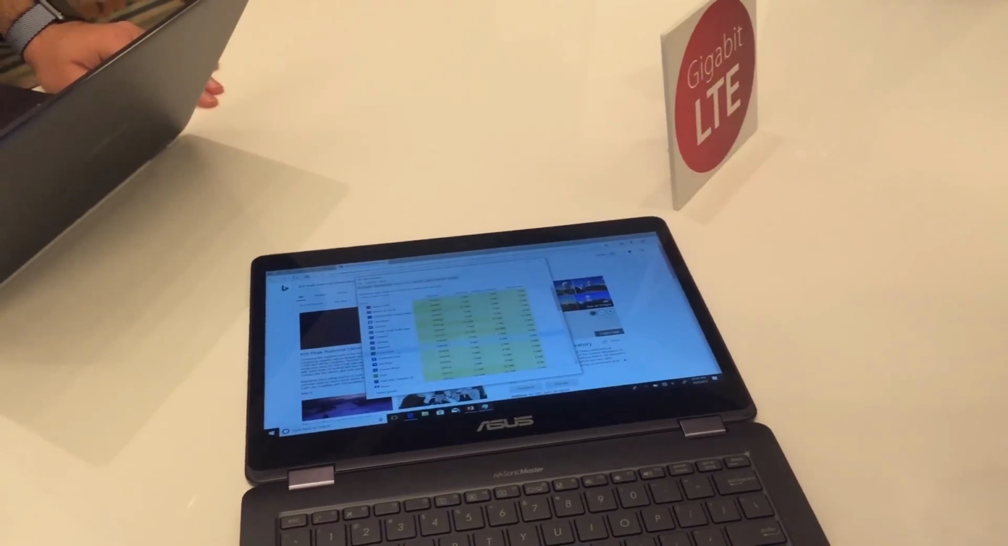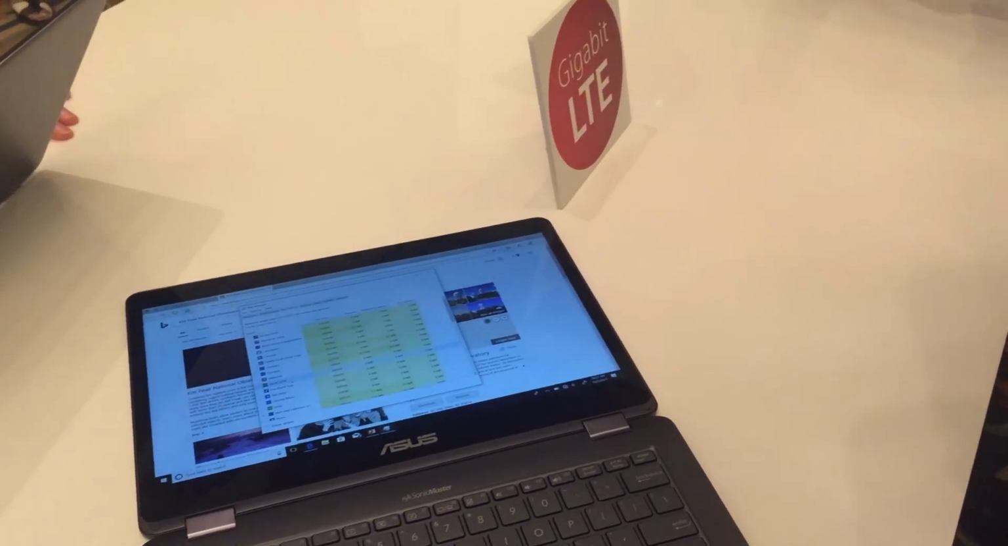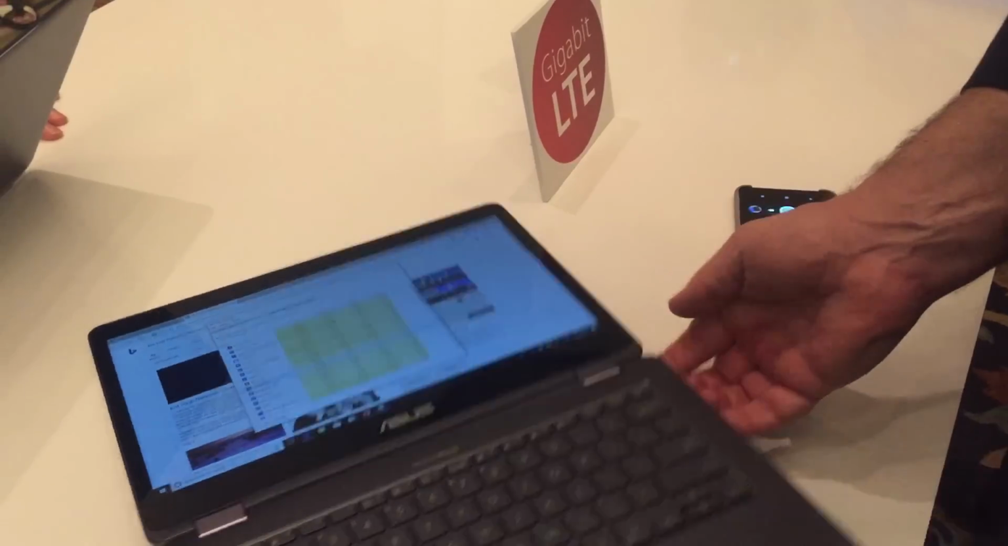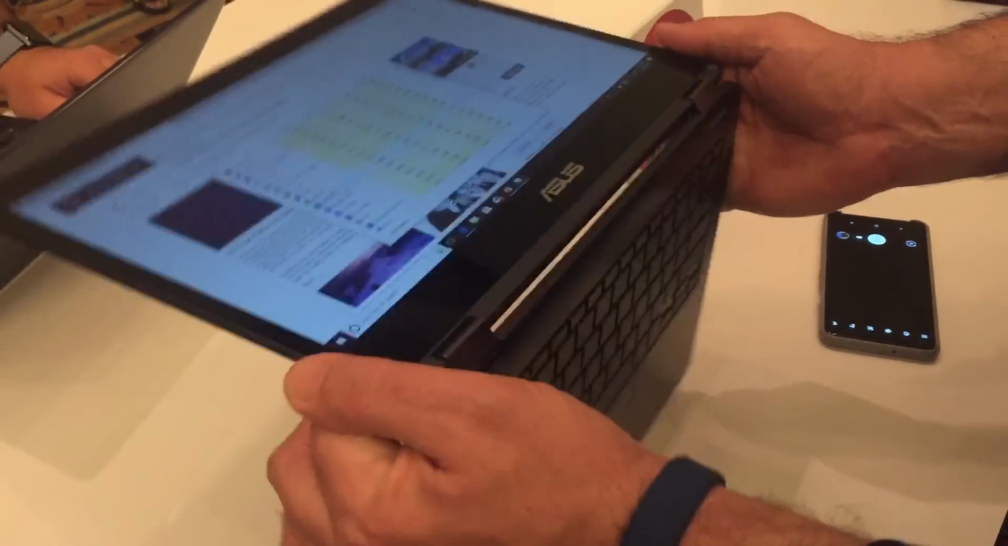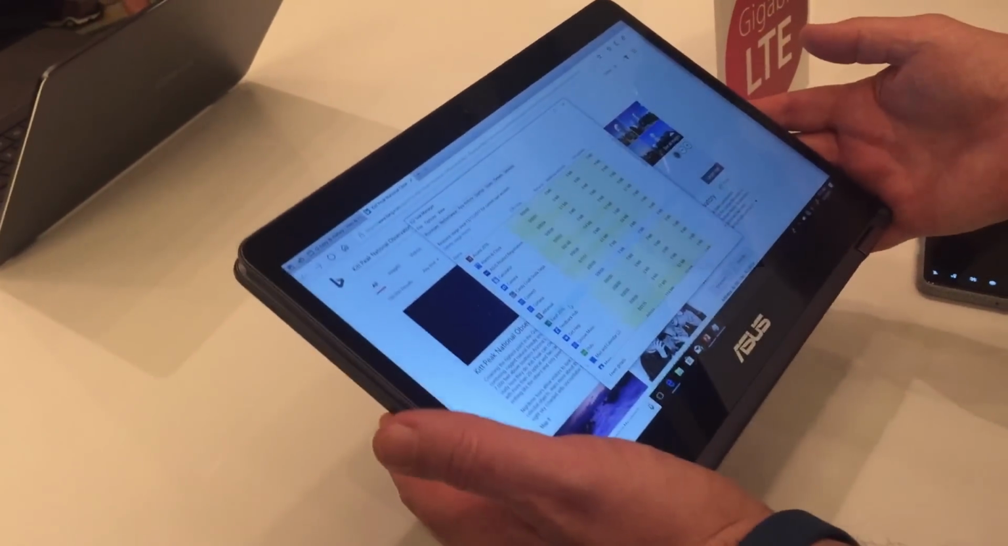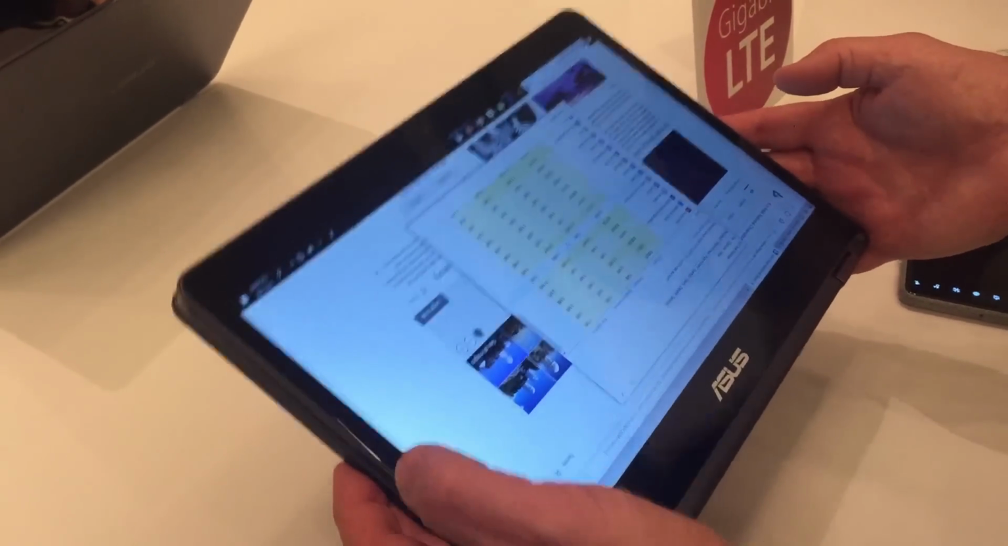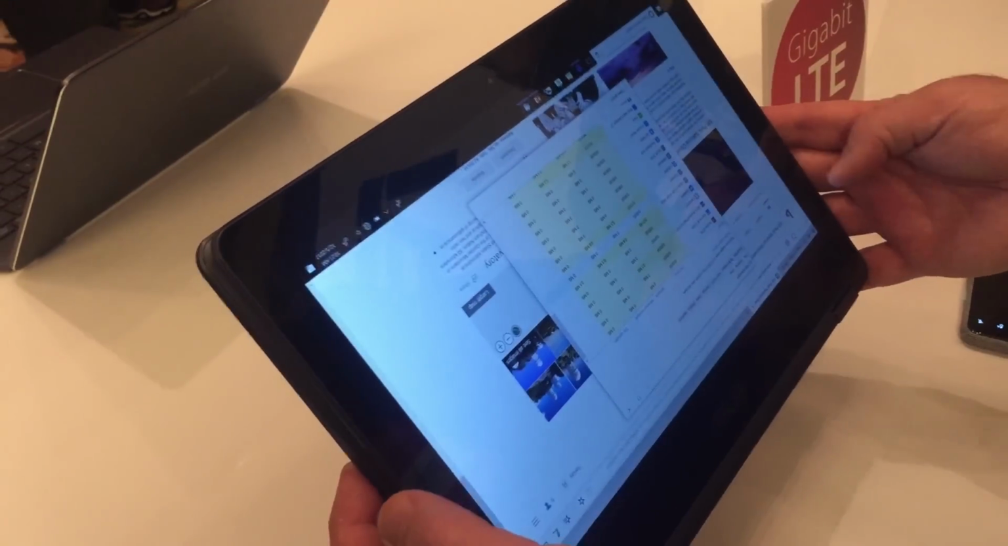This thing is going to start at $599 and go up from there, and you can get up to 256 gigabytes of storage, 8 gigs of RAM. And so this is what I'm thinking is going to be closer to an entry-level PC for the Snapdragon place. And it's a pretty good machine.